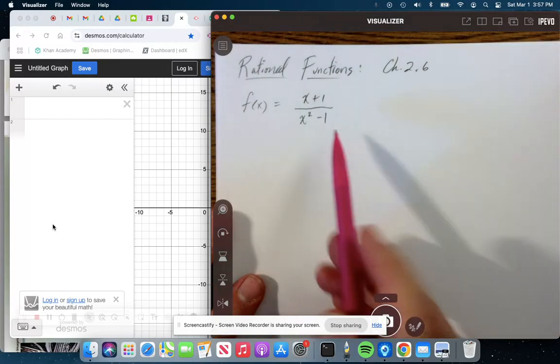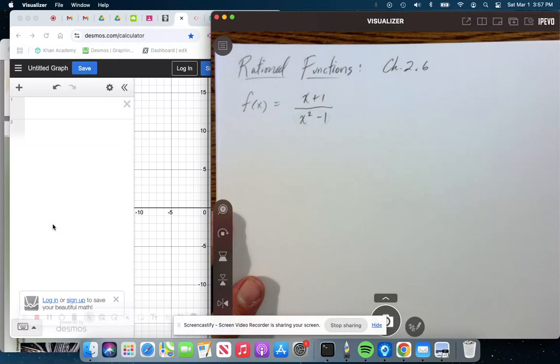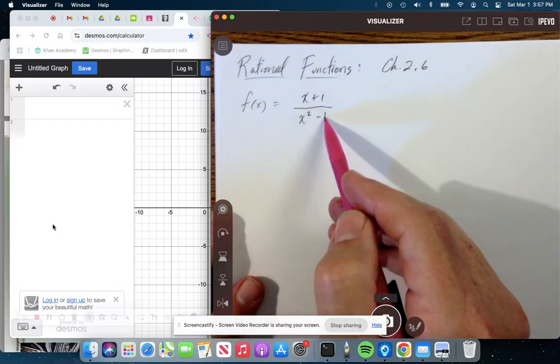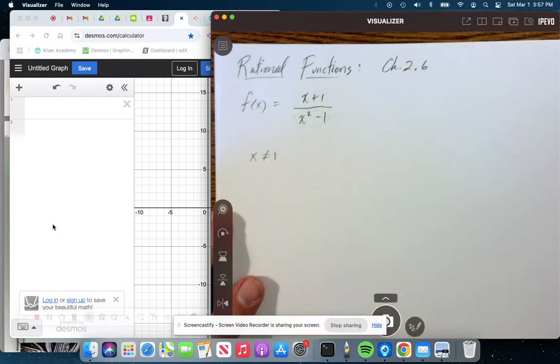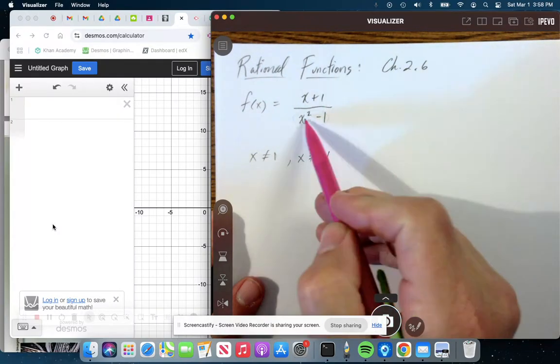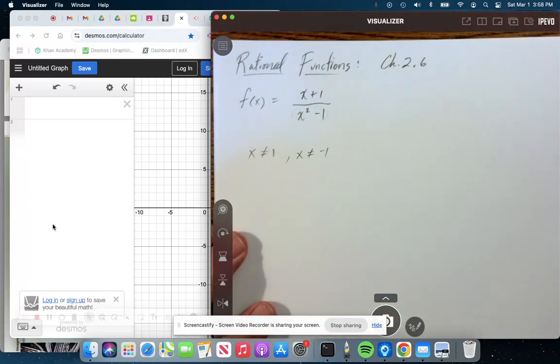Now, as you know, when you have a fraction, you can't allow the bottom to be 0, right? So there are values here that are no-nos. In this case, 1 is not allowed because 1 squared minus 1 would give you 0. So I know x cannot be 1 in this function, which means it's not in the domain of the function. And the same with negative 1. x cannot be negative 1 either, because negative 1 squared is 1 and 1 minus 1 is 0. So there's two restrictions right there. And then we're going to learn how these restrictions affect the graphs.